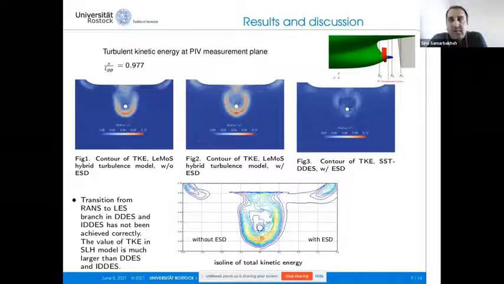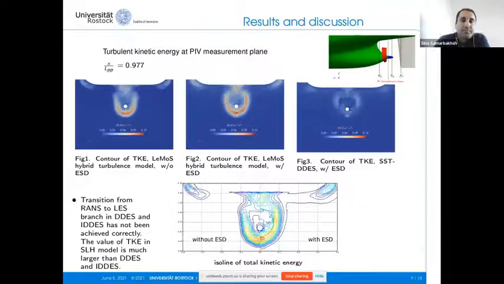That's why we have a very small turbulent kinetic energy field, because it mostly works in the RANS branch, and it smooths all this velocity fluctuation. I also wrote here that the transition from RANS to LES in DDS and IDDS has not been achieved correctly. That's why we have a very smooth region for turbulent kinetic energy. The ISO line at the bottom of this slide shows the difference of the TKE field with and without ESD.